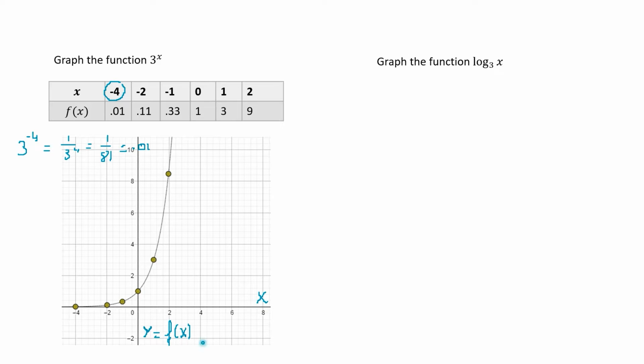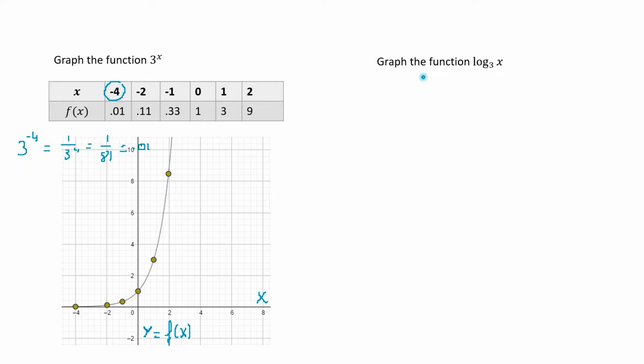Okay, so back to my laser. We have -4 and 0.01, -2 and 0.11, -1 and 0.33, 0 and 1, 1 and 3, and 2 and 9. Now notice I didn't go to the number 3 because the number 3 would have given me a point right up the top up here, 3 and 27. So I didn't have enough space to graph that in, because as you're aware, this is an exponential function and it rises very rapidly. So in a lot of cases we don't have space to fit those graphs in on the actual screen.